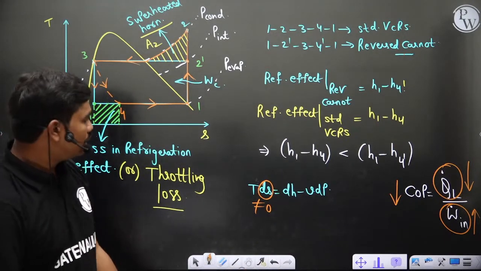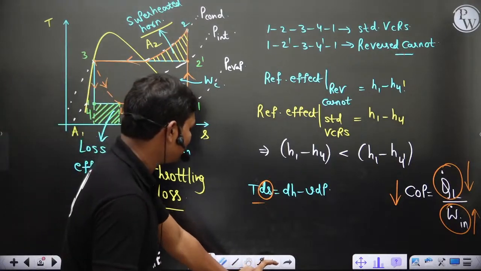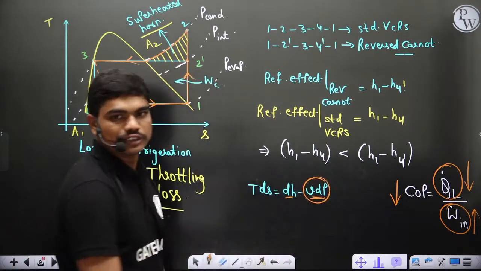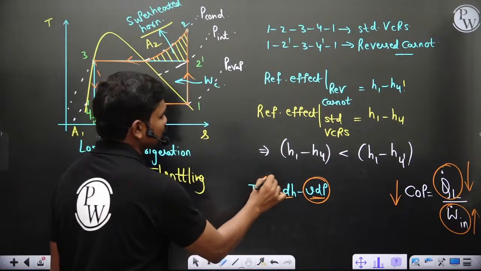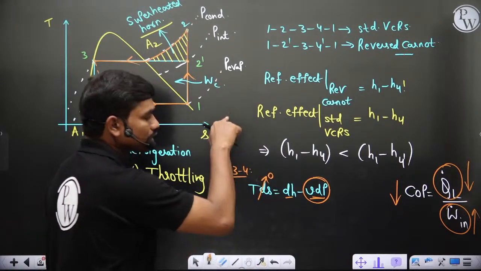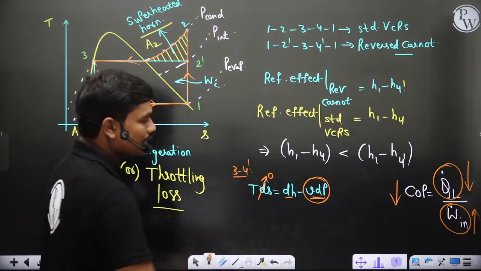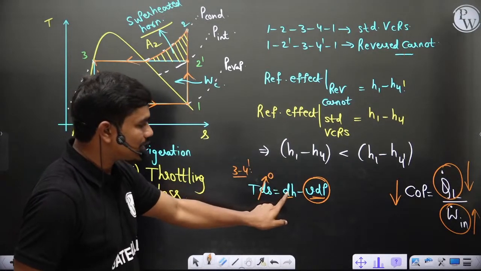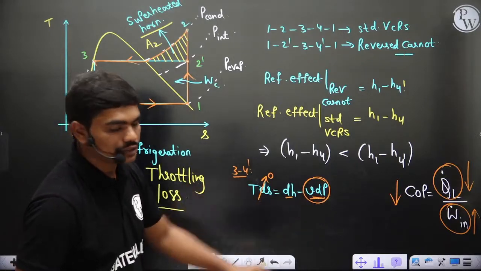Okay, because dS is equal to 0 of course, so dH is equal to V dP and this V dP is not equal to 0. Okay, so this is 0 for 3 to 4 in case of Carnot. Not in 3 to 4 dash. In this equation, this is isentropic expansion, so dS is 0, but dH is not equal to 0 because V dP is not equal to 0 here. Okay, that's why.